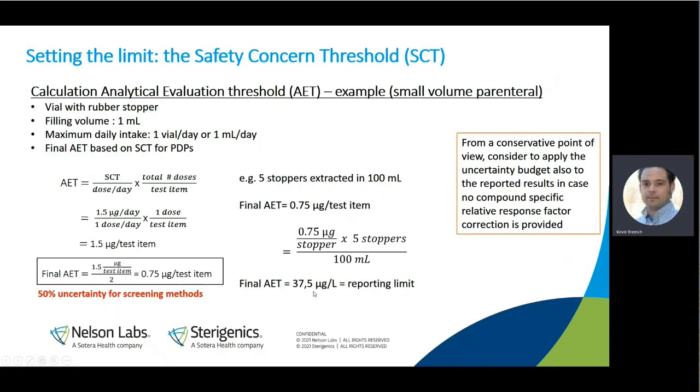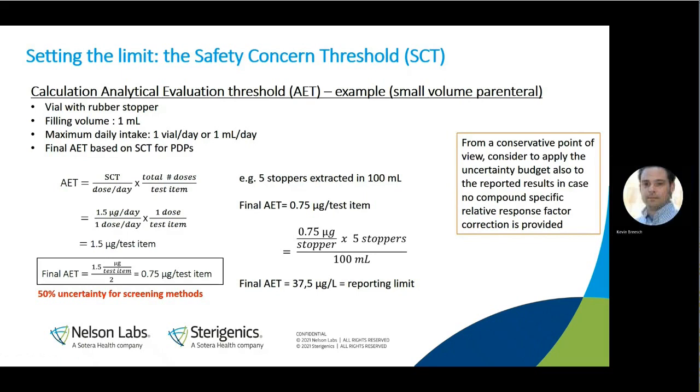So you see there is an uncertainty budget here. Not only applied to the reporting level, but since it's semi-quantitative, this uncertainty budget you can also consider to apply to the actual result which you are observing. So meaning that if you see an extractable at 37 micrograms a liter, you can put it at 75 micrograms a liter to be conservative.